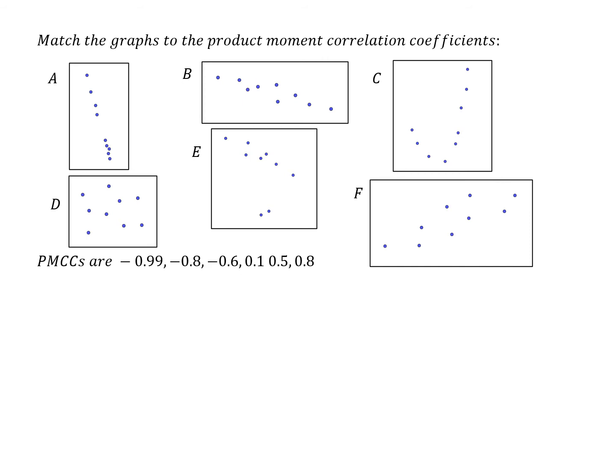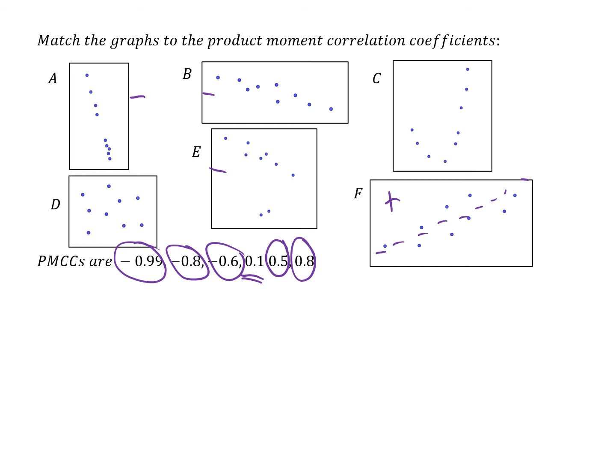Now we've got three negative correlation coefficients, one which is fairly close to zero, and then two which are positive. The negatively correlated graphs are A, B, and E. Those are the ones that are clearly negative. F is clearly positive. We can imagine a line going through those points there.